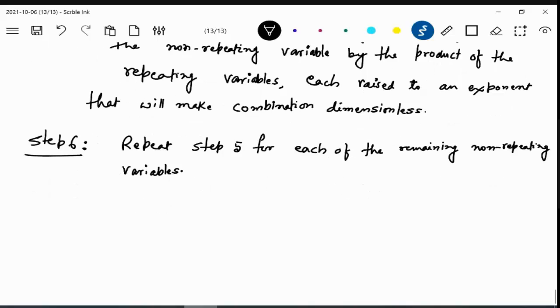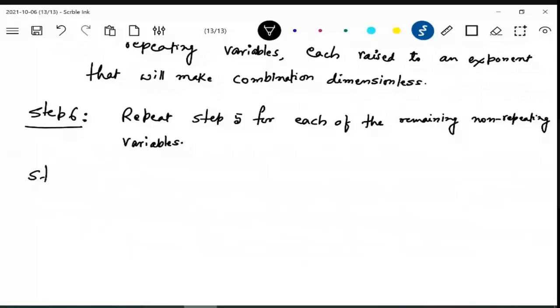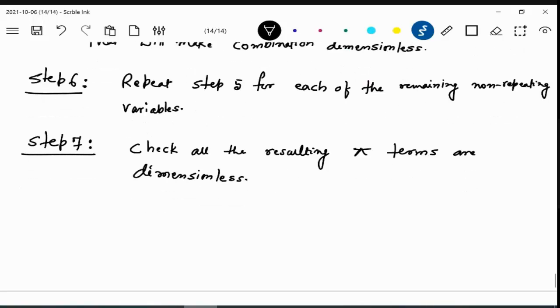So whatever non-repeating variable you have, you express all this and form a pi term. In the next step, check all the resulting pi terms, so this is just a check, are dimensionless. If you perform all the expressions correctly, you will find these are already dimensionless.